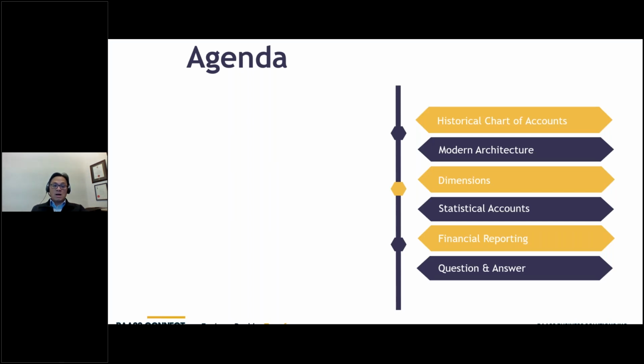I'm going to walk through what a typical chart of accounts looks like in most ERP solutions. And then I'll take a look at the modern architecture of Sage Intacct GL. Explain a little bit about dimensions, talk about the statistical accounts capability, and wrap it up with everything put together, as far as what it all means with regards to a modernized chart of account structure, with regards to financial reporting, and then we'll end off with your questions and answers.